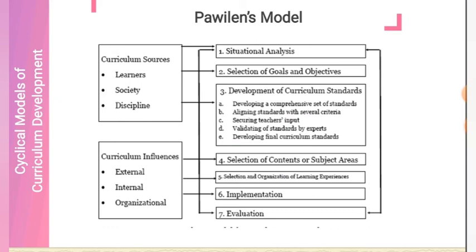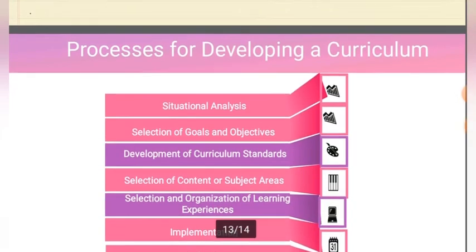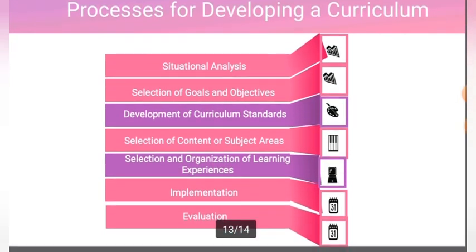Next, we have the processes for developing the curriculum. There are 7 processes of developing a curriculum. First, we have situational analysis that includes a study of different curriculum sources that affect the curriculum development. Second is the selection of goals and objectives, which results from situational analysis.